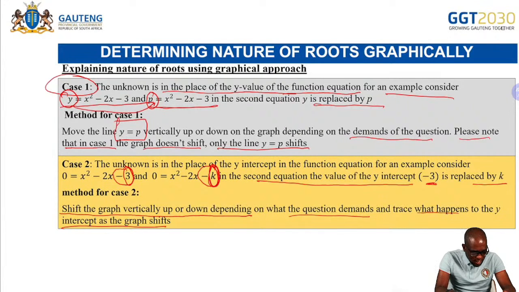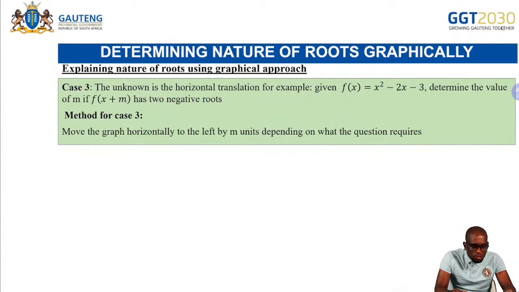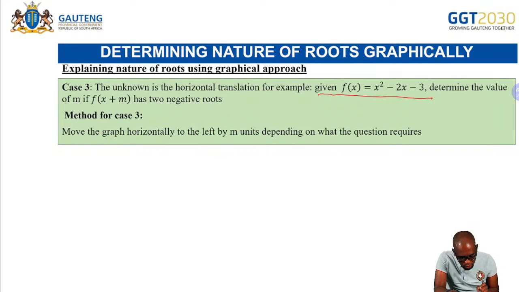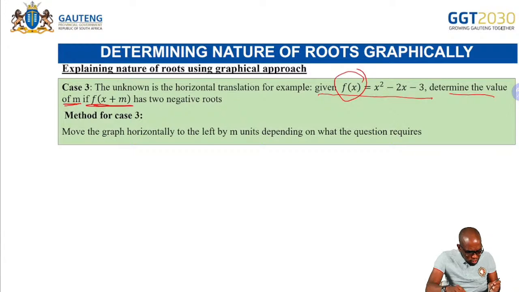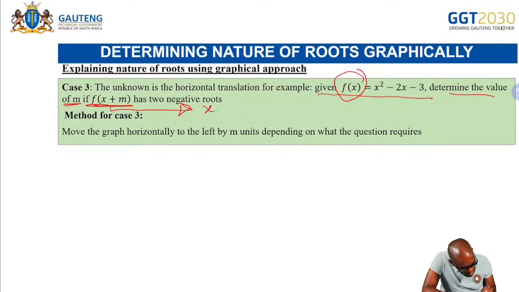Now we present another case here, an extension to these roots. Now the unknown is the horizontal translation. For example, given f(x) equals x squared minus 2x minus 3, determine the value of m if f(x + m). You can see they've put in that x plus m there, which is our horizontal translation. So x plus m equals 0, so x equals negative m, like that.